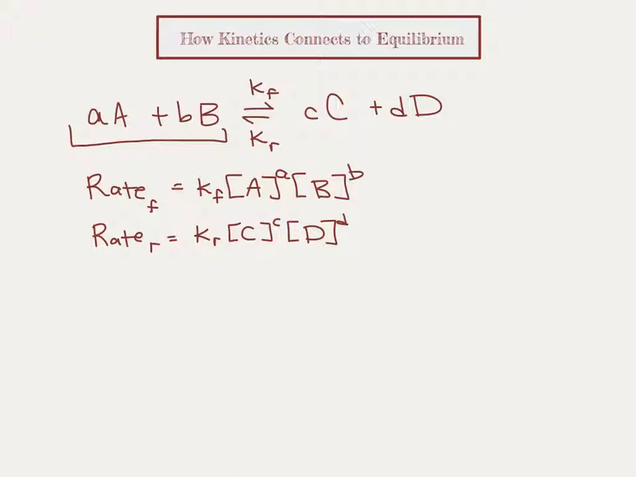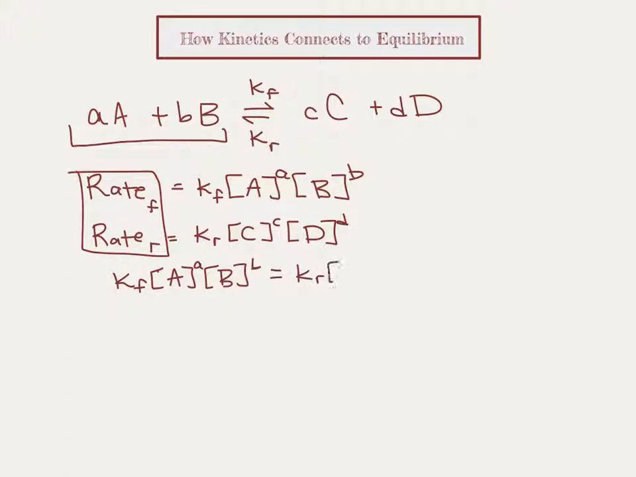In the last video, we discussed how equilibrium occurs when the rate of the forward reaction equals the rate of the reverse reaction. So, we can substitute these two expressions and set them equal to each other. That ends up looking like the rate constant of the forward times each of the reactants equal to the rate constant of the reverse times each of the products.